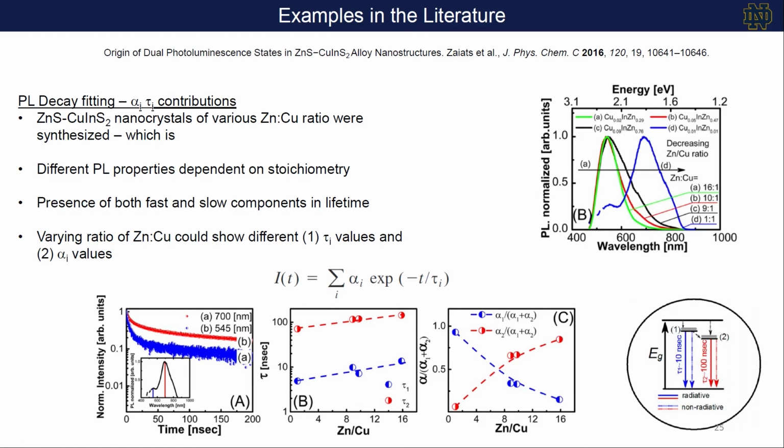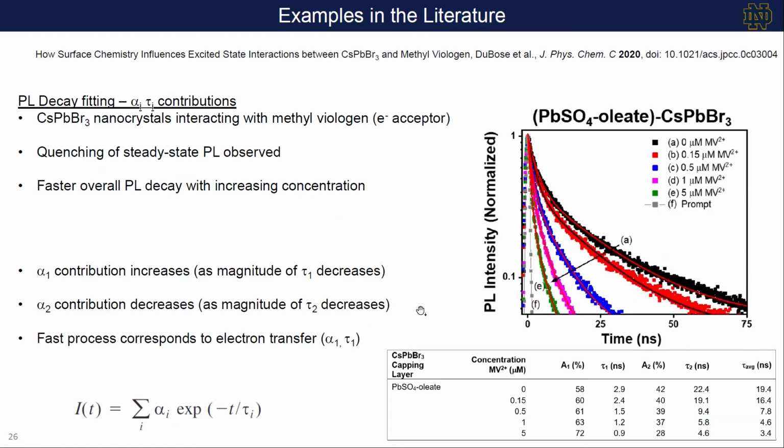So I'll give one final example, which is very relevant to our lab and a little bit of shameless self-promotion. This is a paper that I recently published, investigating cesium bromide nanocrystals and also methylhalogen as an electron acceptor. Again, this is going to be an example of looking at the PL decay fitting parameters, the alphas and the taus. In this case, we had cesium bromide nanocrystals interacting with methylhalogen, which is an electron acceptor.